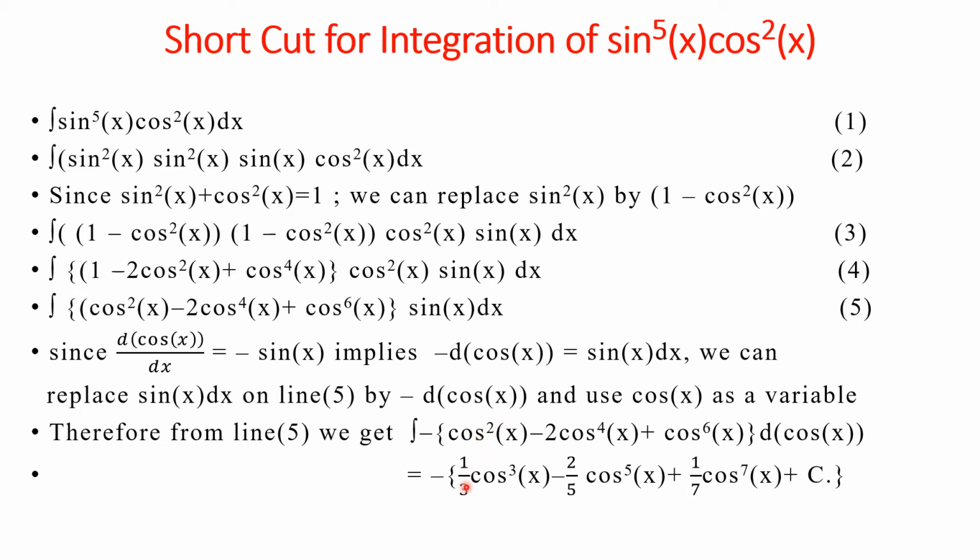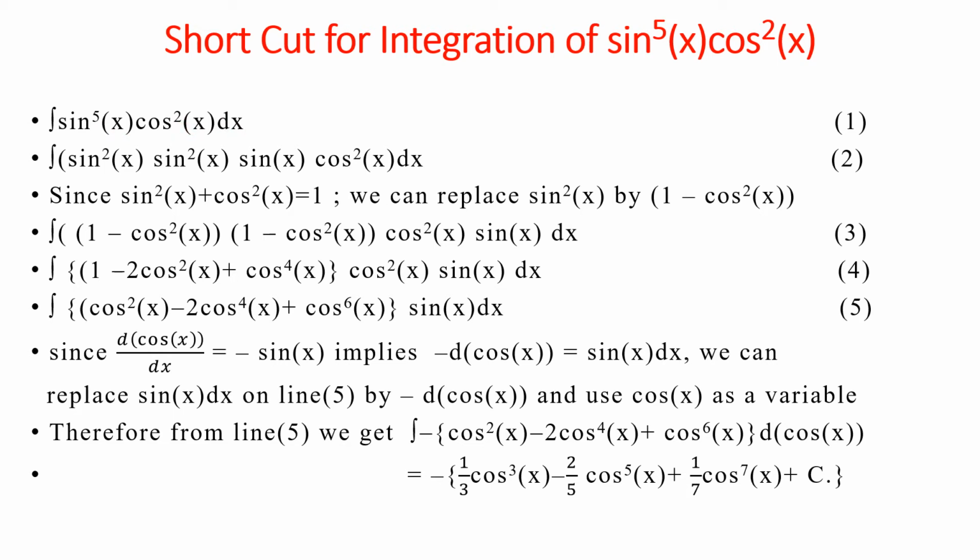Raise the power by 1 and divide by the new power. You get 1 over 3. Then raise the power by 1, it will be 5, divide by the new power. You'll get 2 over 5. Raise the power by 1, divide by the new power. You'll get 1 over 7 cosine to the power 7. And then, because this is an indefinite integral, we put plus constant. So this is the answer of the integration of sine to the power 5 x cosine square x.